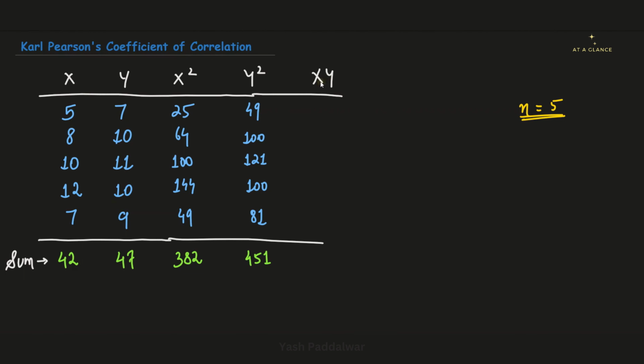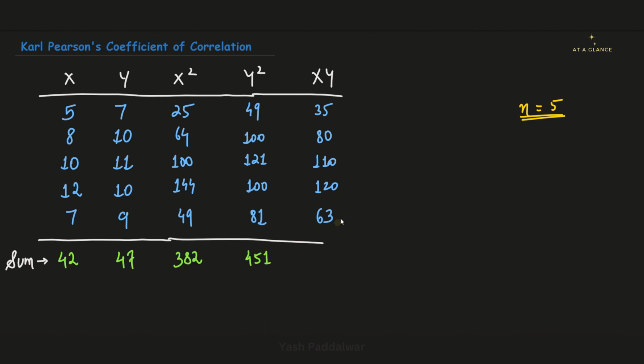So for finding out the xy for the first data instances, here we can simply multiply them. 5 multiplied by 7 is nothing but 35. Similarly, 8 multiplied by 10 is nothing but 80. 10 multiplied by 11 is 110. 12 multiplied by 10 is 120. And 7 multiplied by 9 is 63. Obviously, you can use your scientific calculator for it.